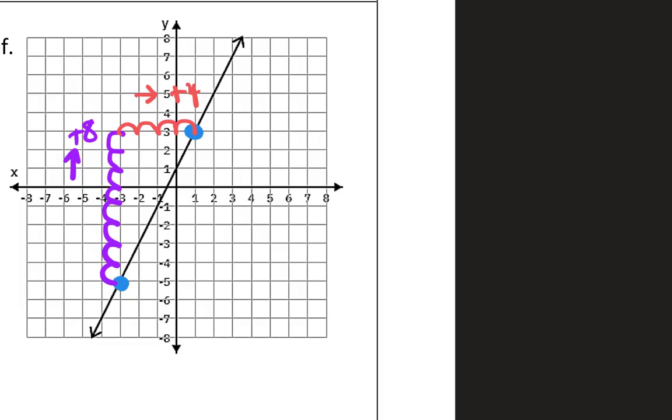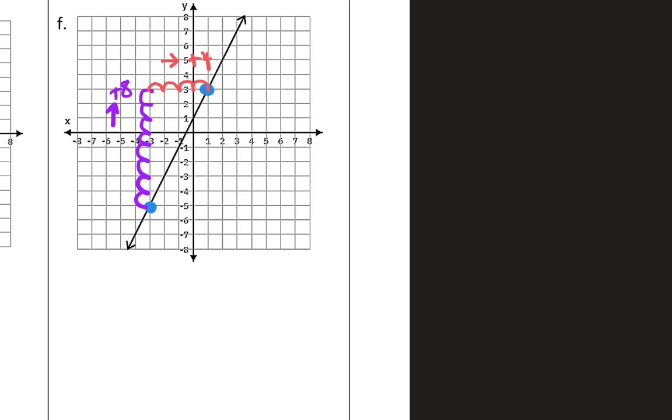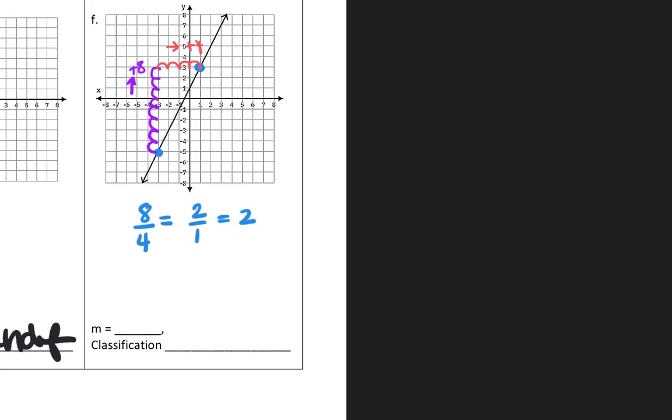All right, so we have 8/4 or 4/8? 8/4. All right, and what does that reduce to? The calculator should reduce this one to 2. 2/1, which is just 2. All right, is this a positive, 0, negative, or undefined slope? Positive slope. Good. So we're going to put 2. And this is a positive slope.